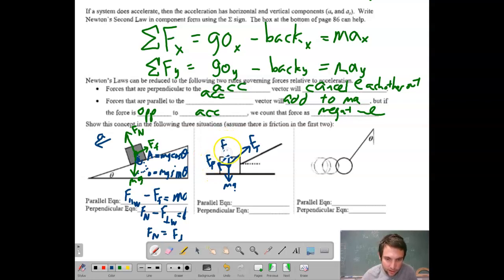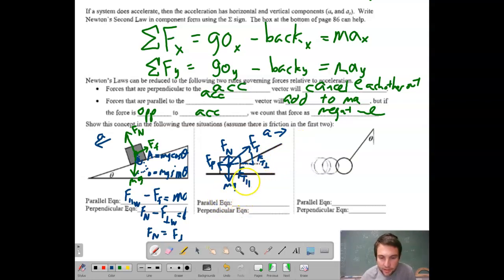FF, Fn. Parallel. Obviously, our acceleration is going to be in this direction. So Ft is not parallel or perpendicular, so we're going to resolve it into components. So we have parallel component and perpendicular component. There's our theta. This is our adjacent, so we're going to call this Ft parallel, and then this will be Ft perpendicular.